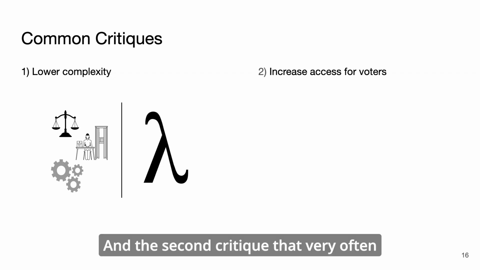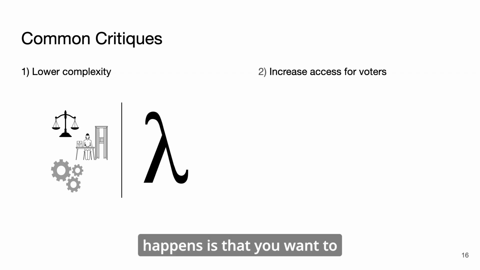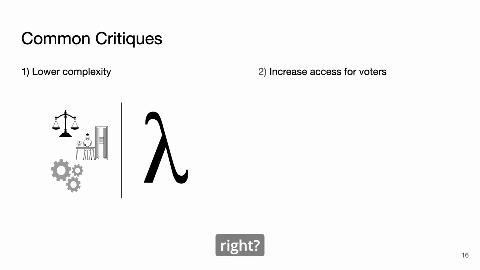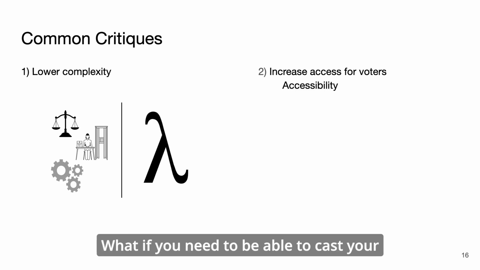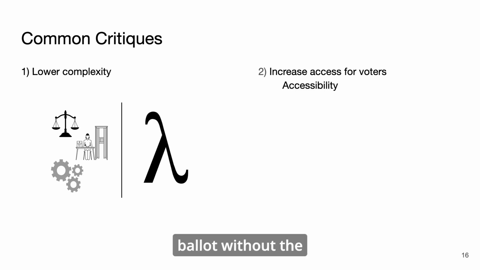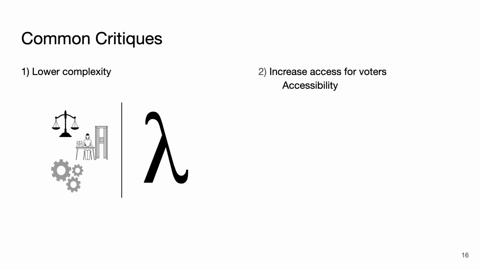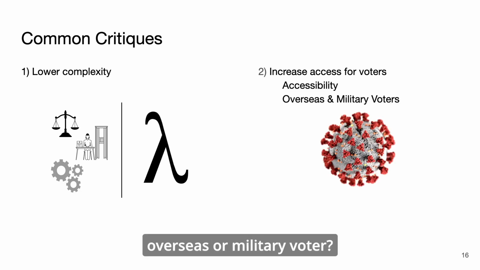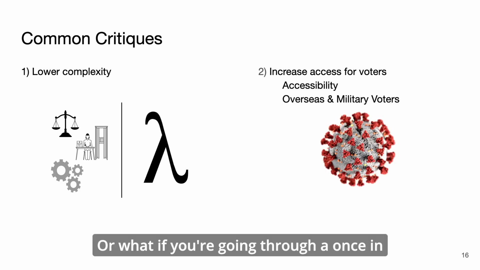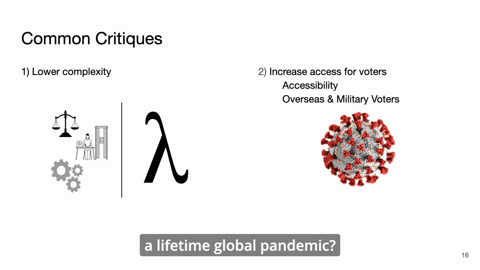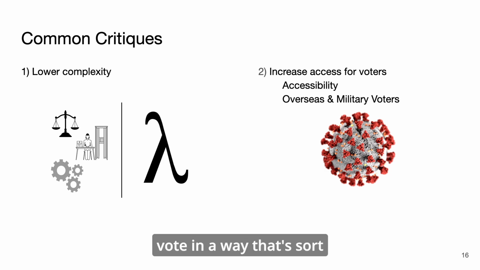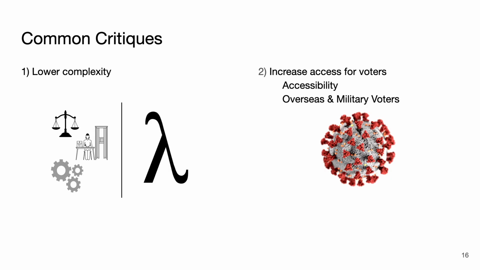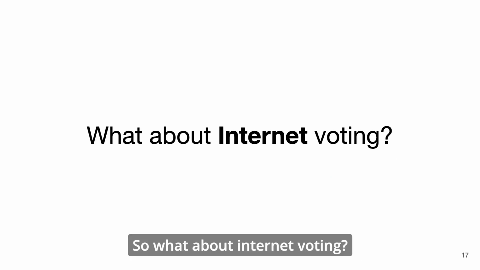And the second critique that very often happens is that you want to increase access to voters, right? And there's fair critiques there. For example, accessibility, right? What if you need to be able to cast your ballot without the ability to leave your house? What if you're an overseas or military voter? Or what if you're going through a once-in-a-lifetime global pandemic? It turns out that you actually are going to want to be able to vote in a way that's sort of more sequestered. So these are the general critiques. So what about internet voting?